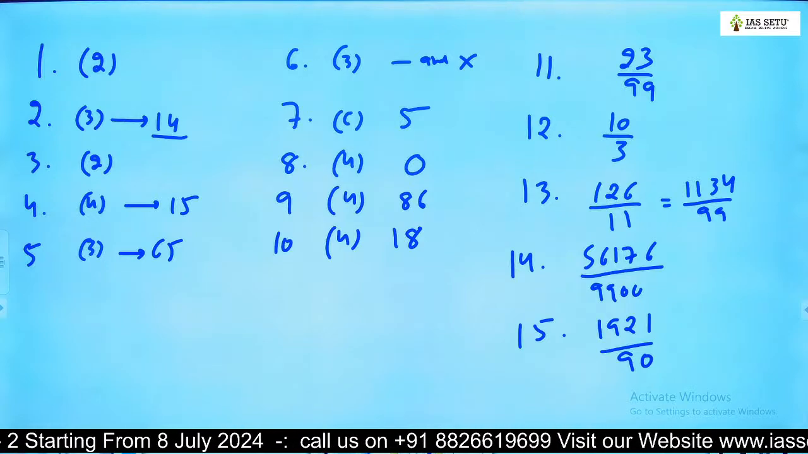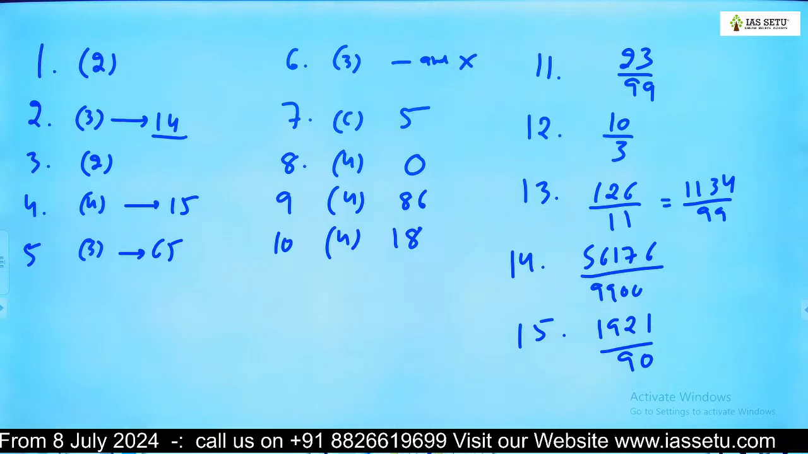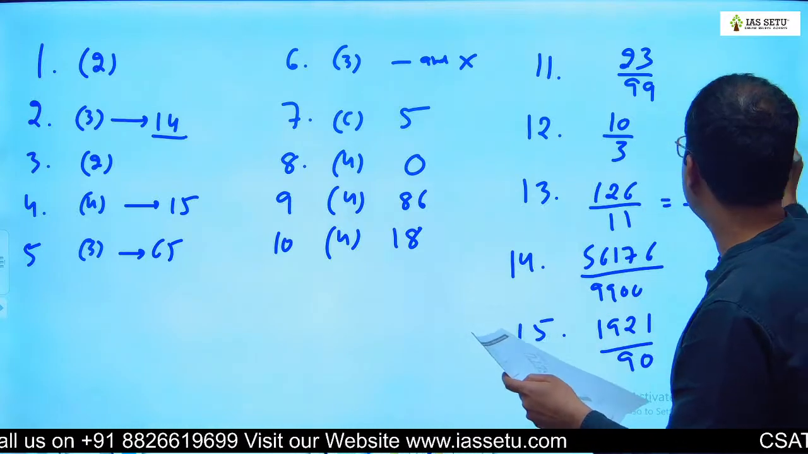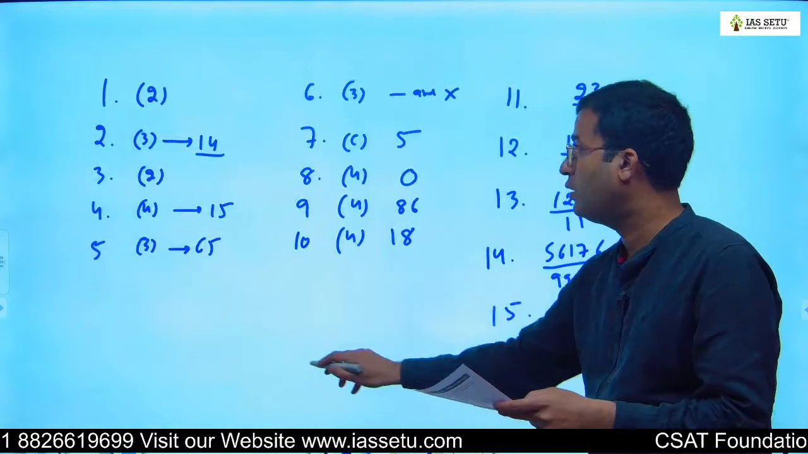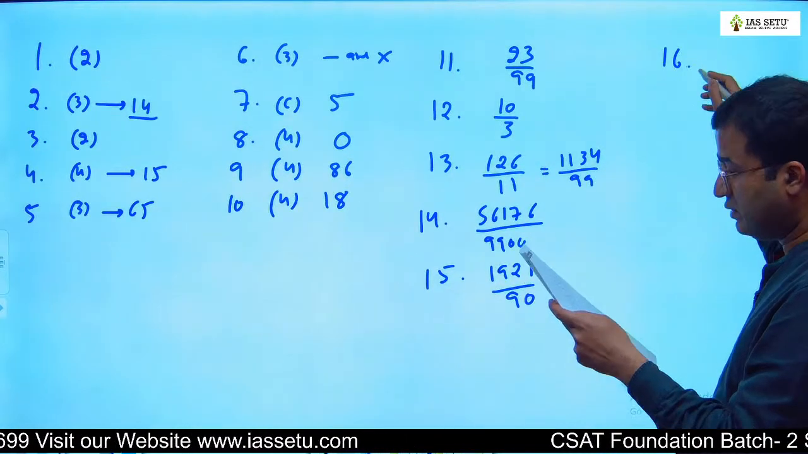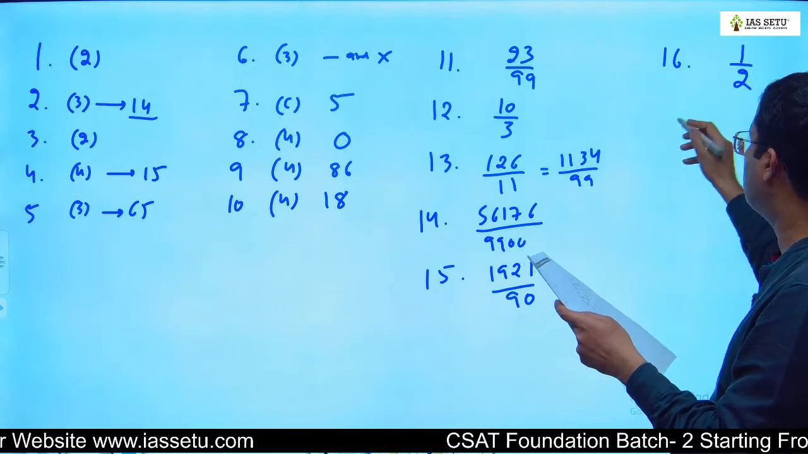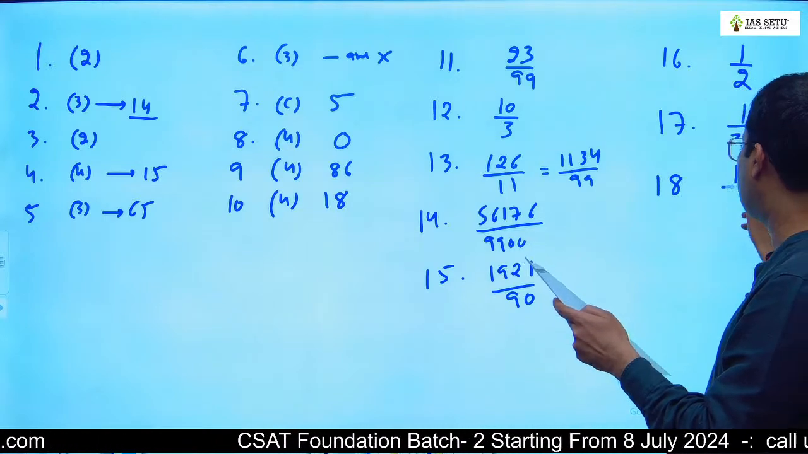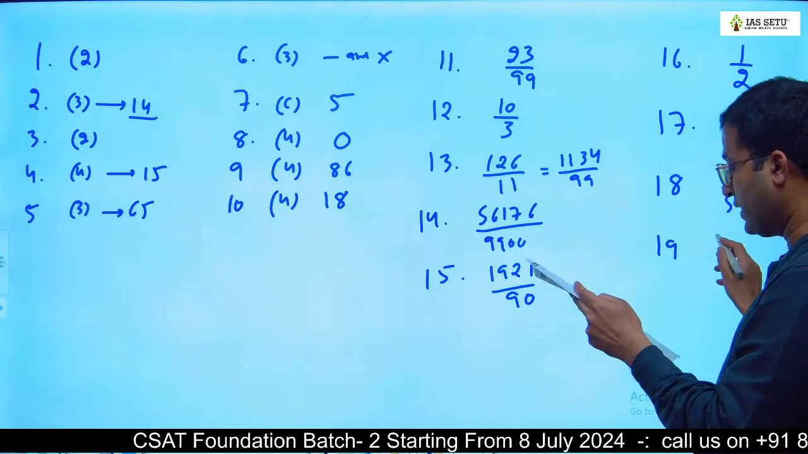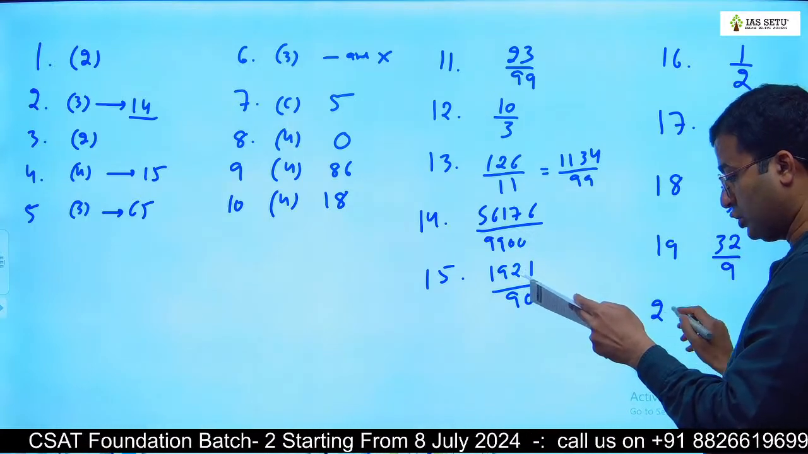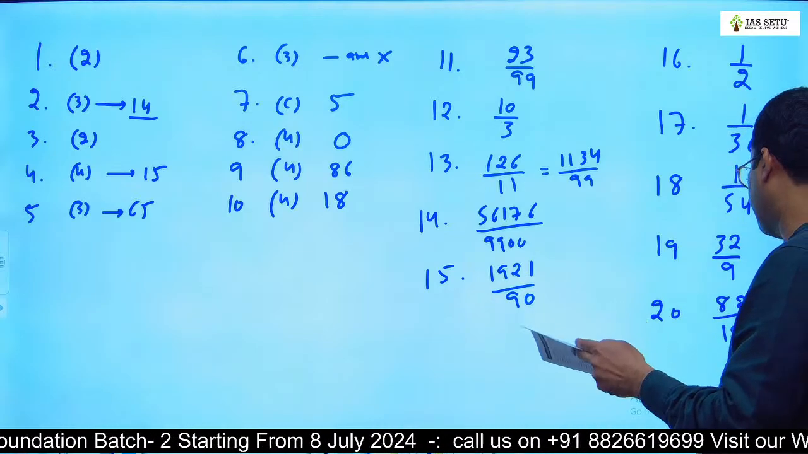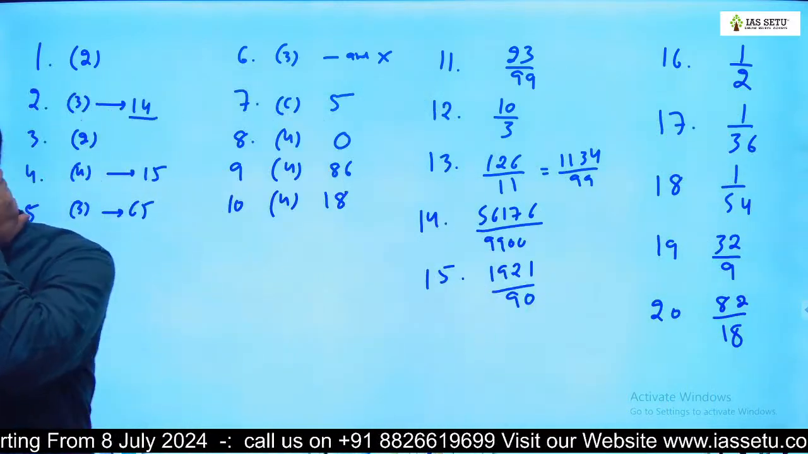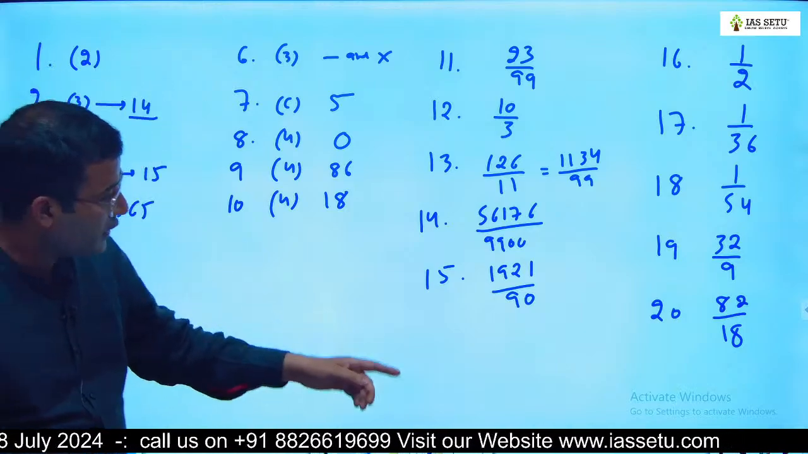Question number 16, I have given one example. I had told one example. Question numbers 16, 17, 18, 19, 20 I write here. Question number 16 answer is 1 by 2. Question number 17 answer is 1 upon 30. Question number 18, 1 upon 54. Question number 19, 32 upon 9. Question number 20, 2 upon 15, answer option A. Yeah, 82 upon 15, sorry.